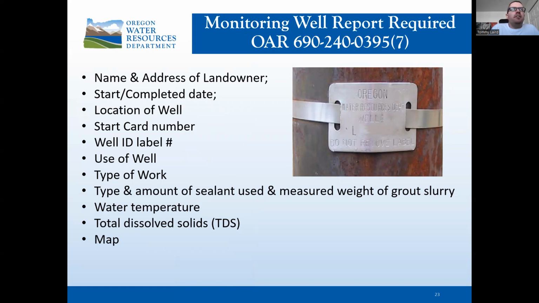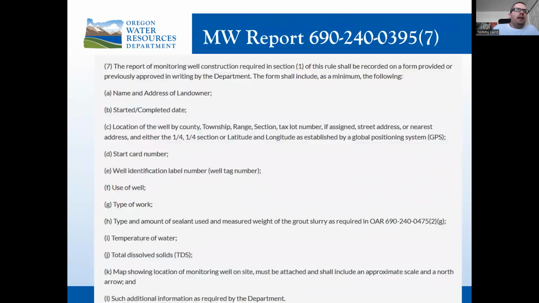On the well report, you are required to have the name and address of the landowner, the start and complete date of the work, the location of the well, the start card number, the well ID label, the use of the well, type of work, type and amount of sealant used, and the measured rate of grout slurry if used, water temperature, total dissolved solids, and you must include a map with the well's location. Everything I said is in this slide. And once again, this is OAR 690-240-0395.